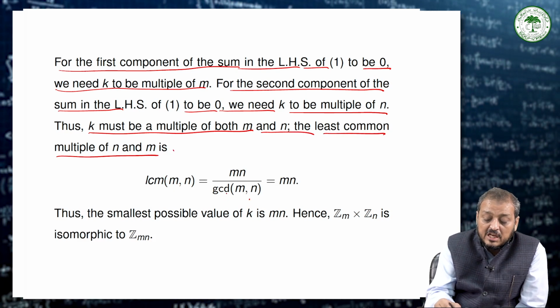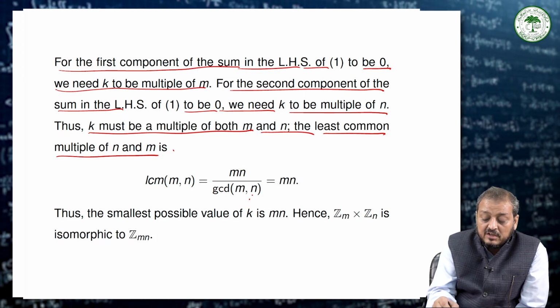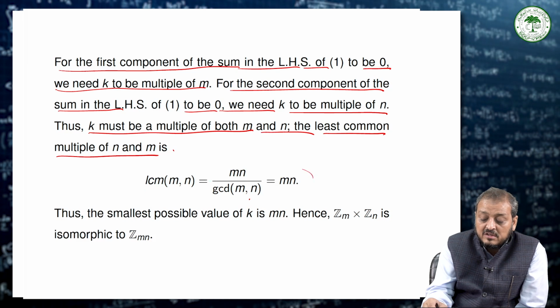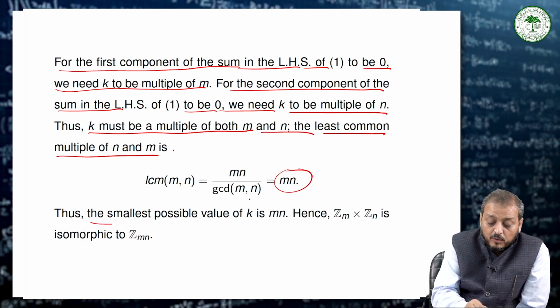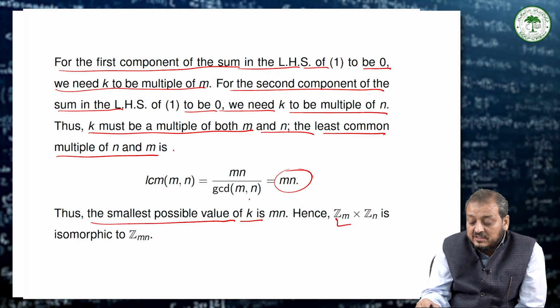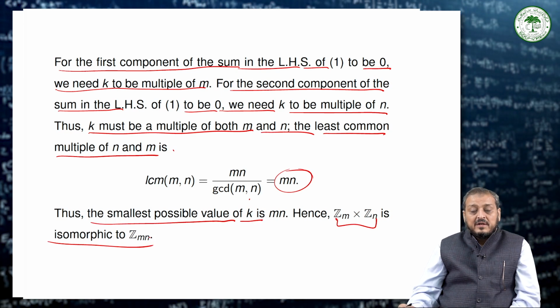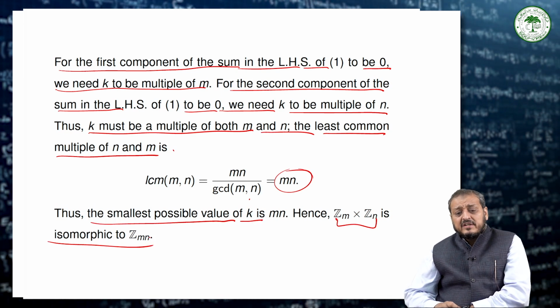Now, GCD(m, n) is given as 1, so m and n are relatively prime. This means LCM(m, n) is equal to mn, and the smallest positive value of k is mn, and then we can say that Zm × Zn is isomorphic to Zmn. So we simply prove that.